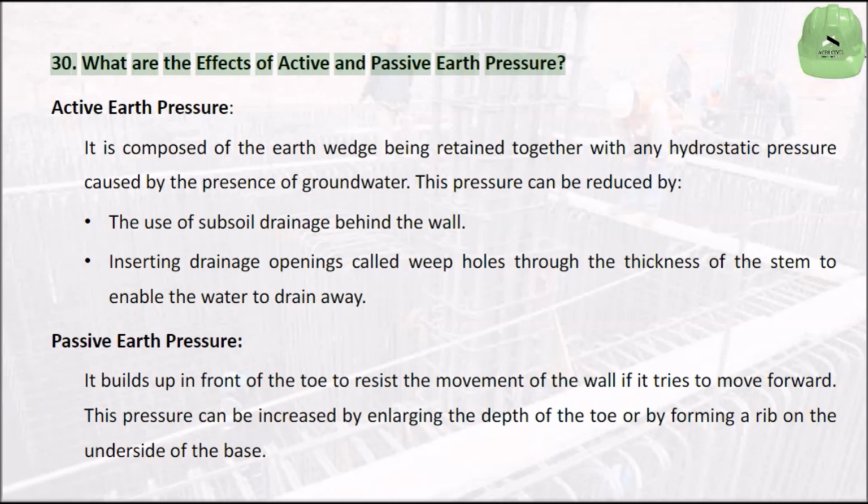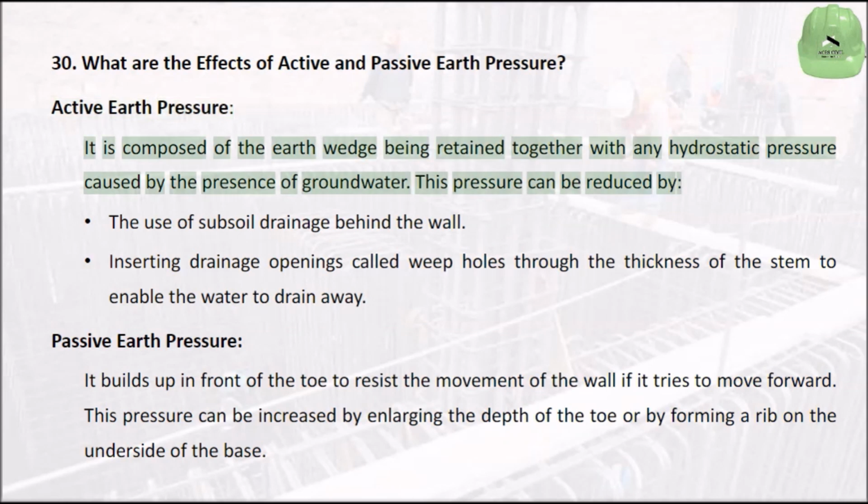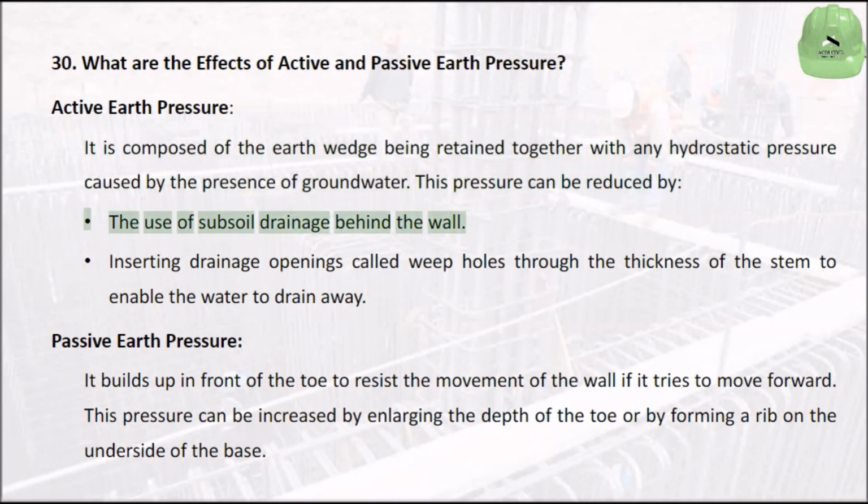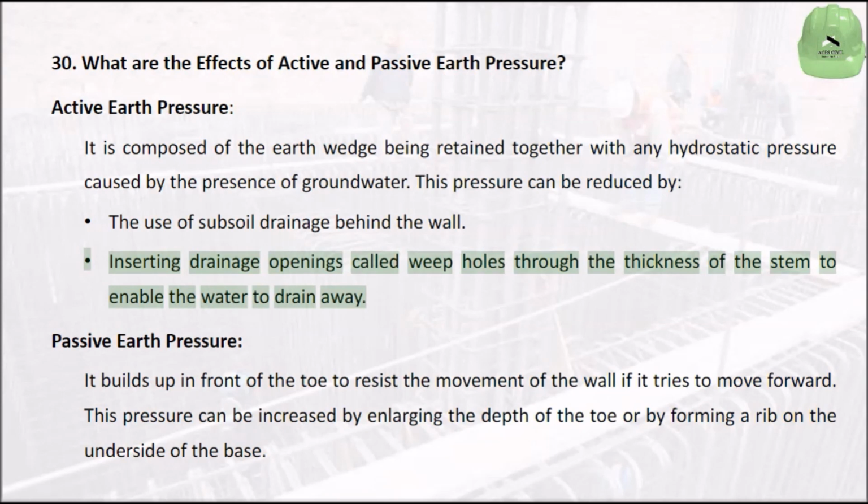What are the effects of active and passive earth pressure? Active earth pressure is composed of the earth wedge being retained together with any hydrostatic pressure caused by the presence of groundwater. This pressure can be reduced by the use of subsoil drainage behind the wall, and by inserting drainage openings called weep holes through the thickness of the stem to enable the water to drain away.